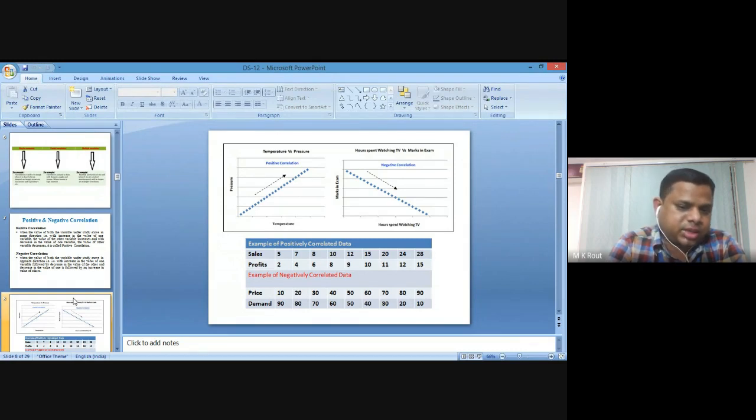Similarly, if you go to the statistical point of view, at the bottom of this particular slide, there is an example of positively correlated data, for example, sales versus profit.